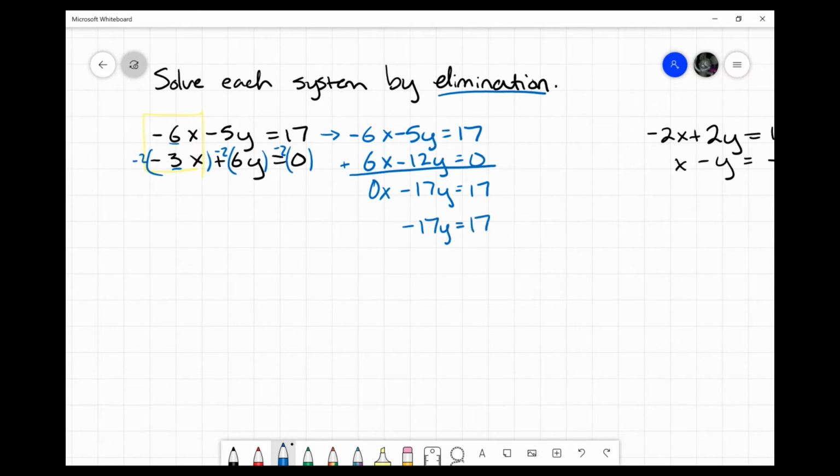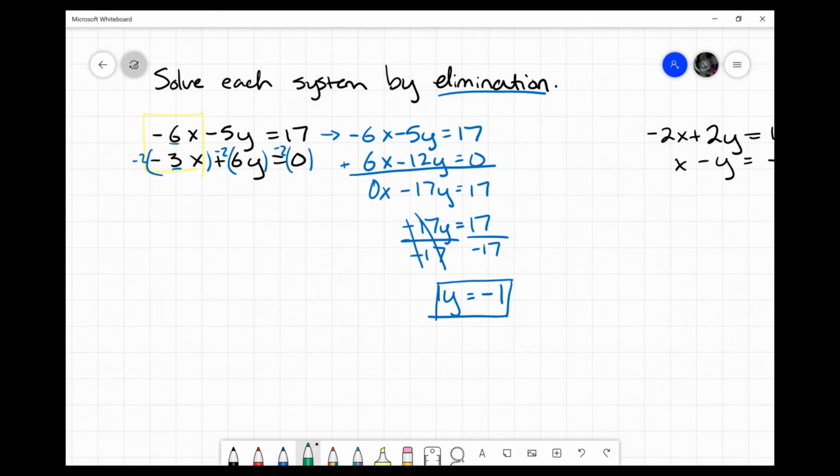I now need to get y by itself, so I'm going to divide by the coefficient of negative 17. Negatives become positive, 17s are 1. We get 1y is equal. Positive divided by a negative is a negative. 17 divided by 17 is 1. 1y, or y, is negative 1. That has been the elimination process. We eliminated the x to solve for y.